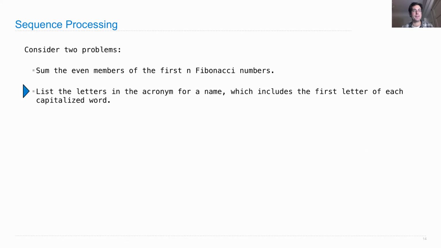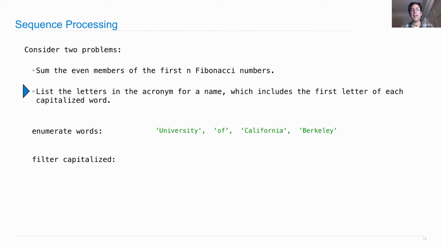What about the other one? List all the words in an acronym for a name. Well, first we need to enumerate the words that we're going to compute the acronym of. How about University of California, Berkeley? Then we need to filter this sequence using a function that tells us whether each word is capitalized. University, California, and Berkeley are all capitalized.